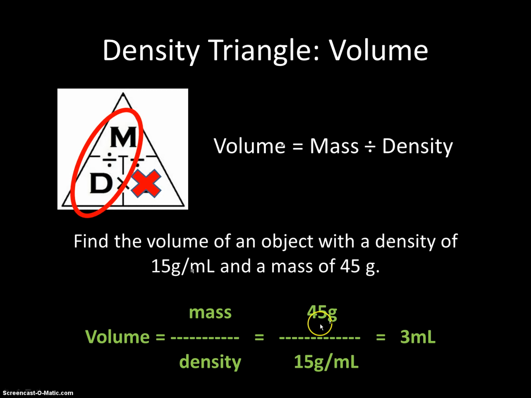And we double check that. 45 divided by 15 is 3, and our answer is in milliliters. We were trying to solve for volume. Milliliters is a unit of volume, so we've checked our work and we know that this should be a correct answer.